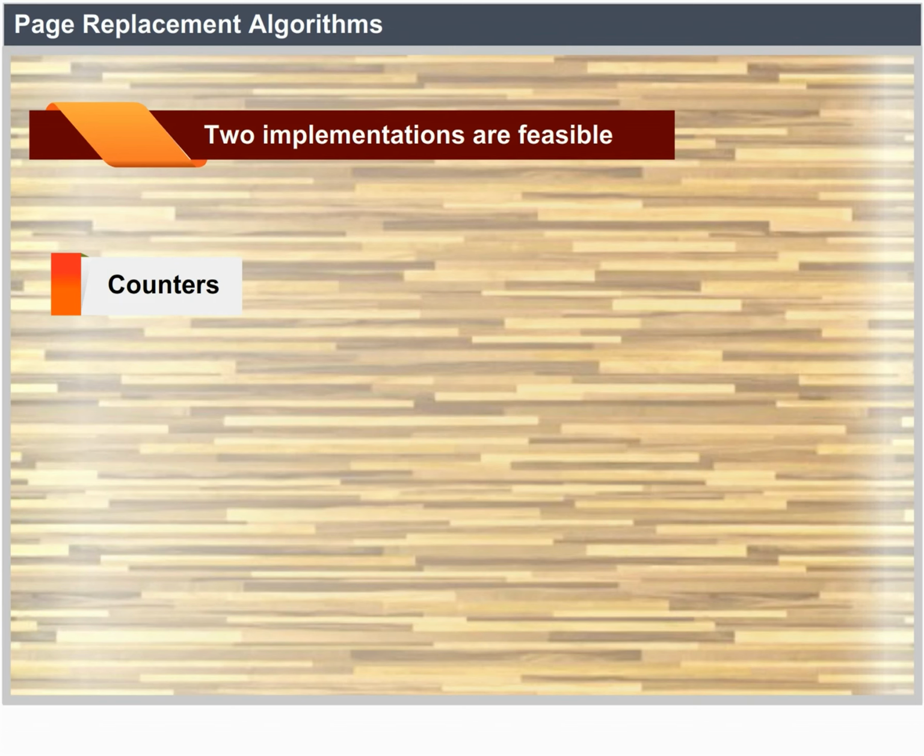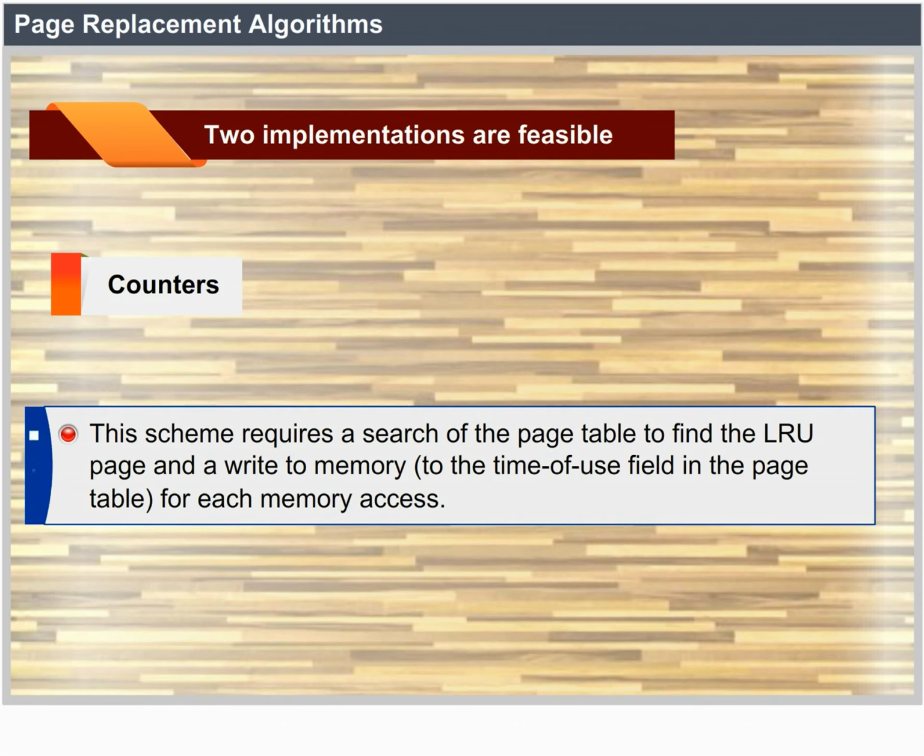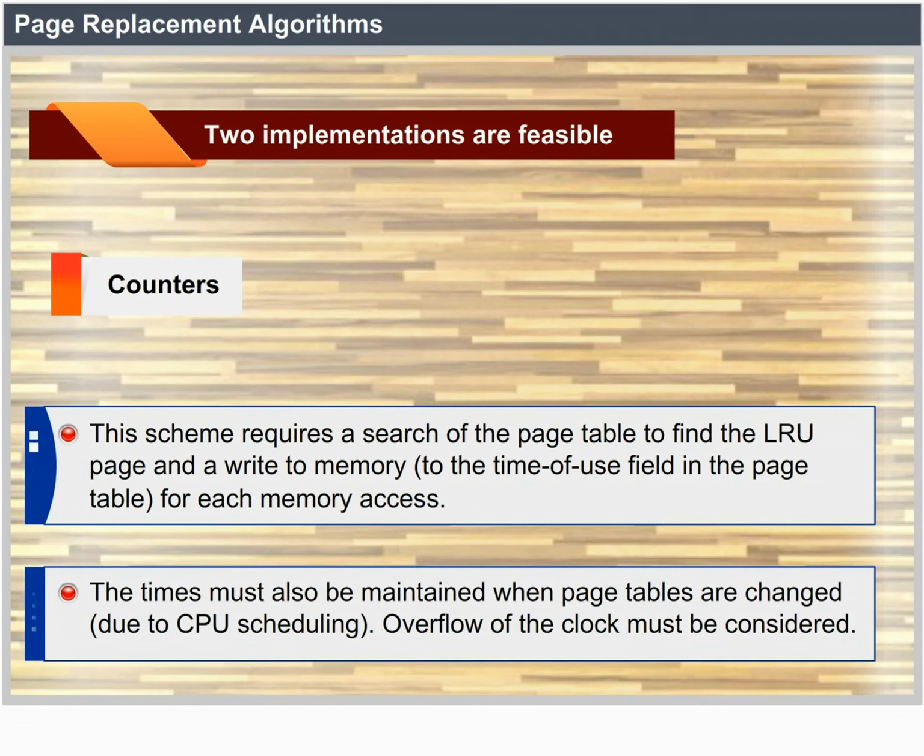This scheme requires a search of the page table to find the LRU page and a write to memory to the time of use field in the page table for each memory access. The times must also be maintained when page tables are changed due to CPU scheduling. Overflow of the clock must be considered.